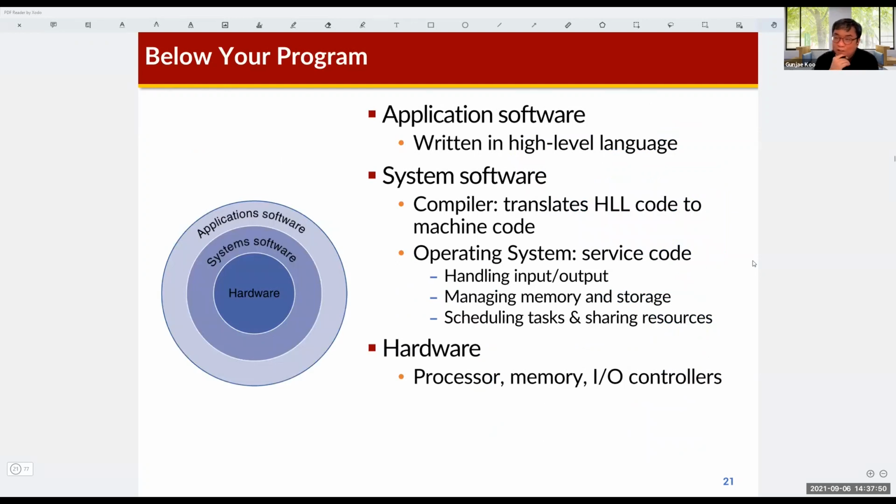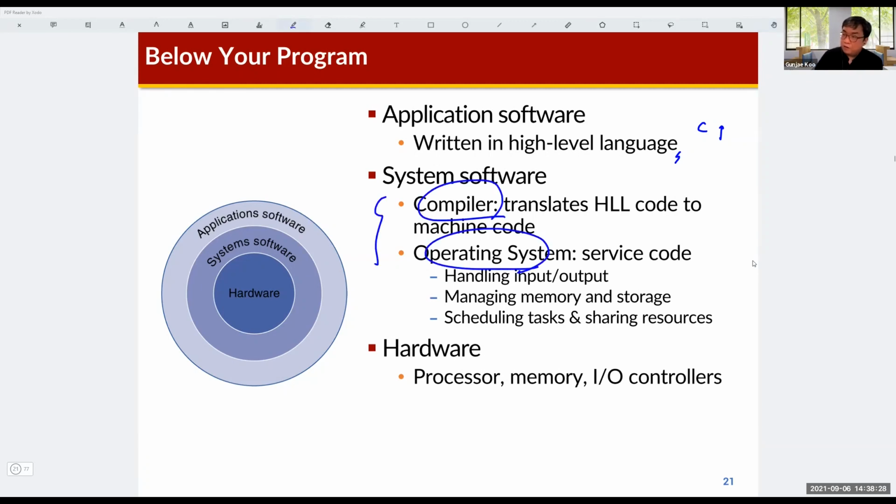So this is also the simplified layers of the computer system. Below your program, we just see the application because we are customers. So we just see the application software. And this application software is written in high-level languages such as C, Python, Java, something like that. Also, under the application software, there is system software, like compiler and operating system.